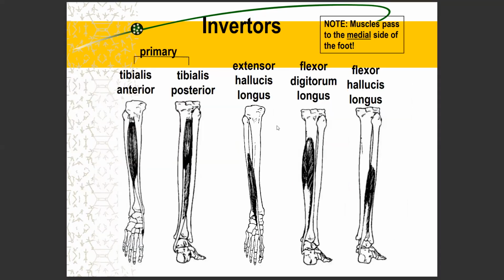Then the inverters, there are primary inverters and secondary inverters. All these muscles pass to the medial side of the foot because they cause inversion of the foot. The primary muscles responsible for inversion are the tibialis anterior and the tibialis posterior. The other muscles helping these two, the accessory muscles, are the extensor hallucis longus, the flexor digitorum longus, and the flexor hallucis longus.